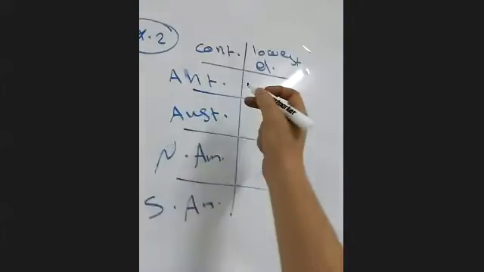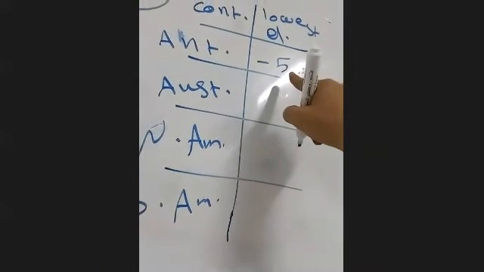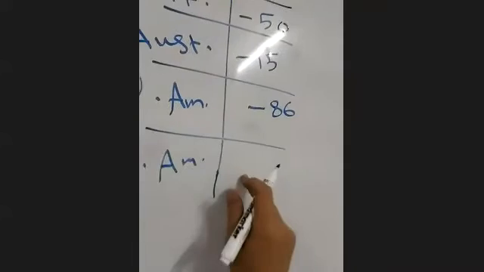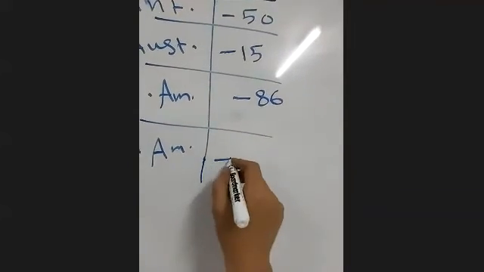In Antarctica, what is the lowest elevation? Negative 50. And Australia? Negative 15. North America? Negative 86. And South America? Negative 105. Continue. Order the continents from least to greatest according to their lowest elevation.